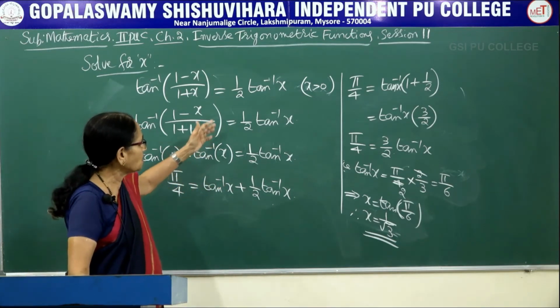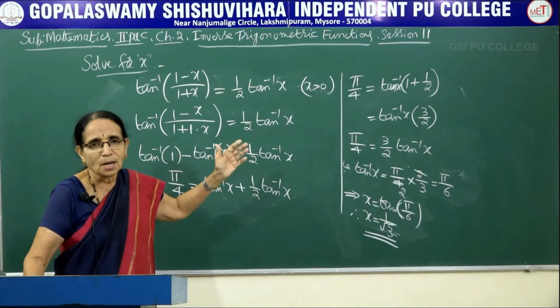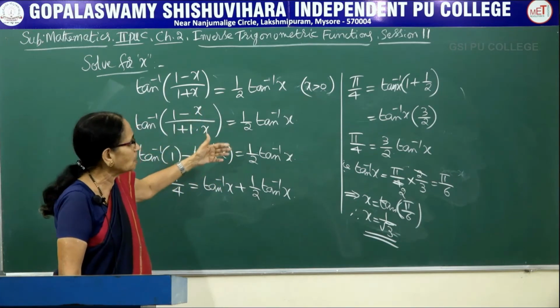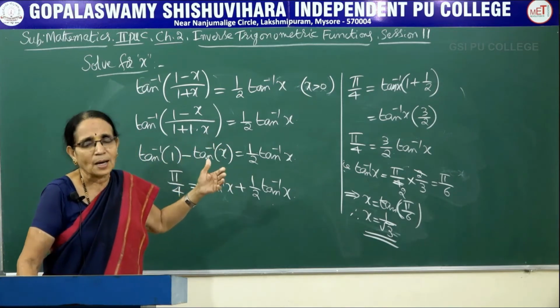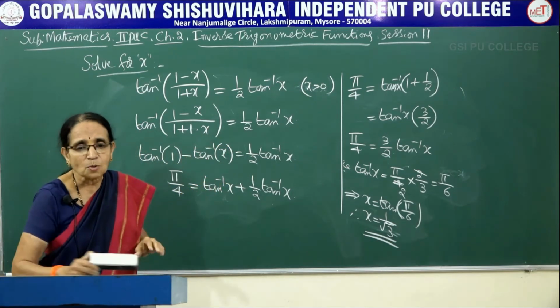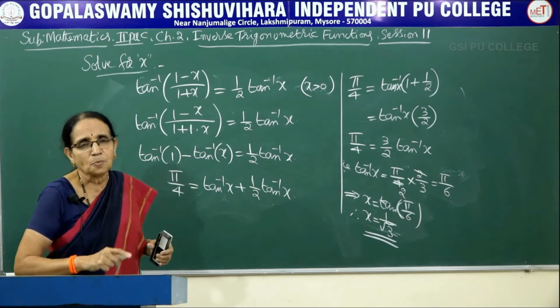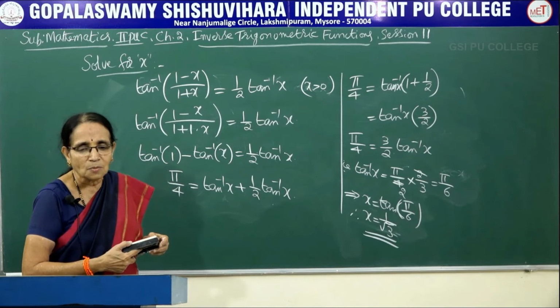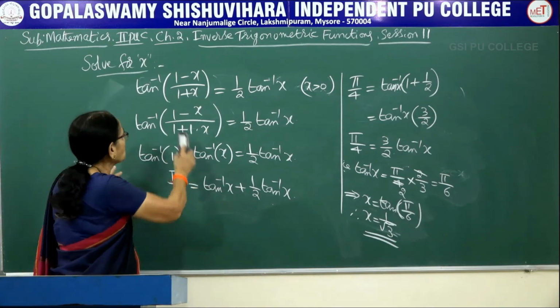Now, usually the first two problems that I worked out can be expected for a 2-mark question. Sometimes this is given for a 3-mark question because it has more calculation. Now, let us move on to the next problem. The next problem is also a repeated problem in the earlier examination, which can be given for a 3-mark question again.